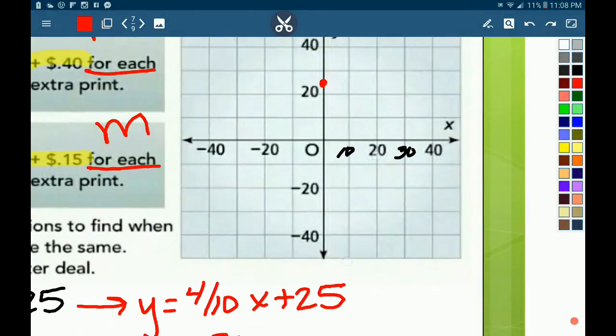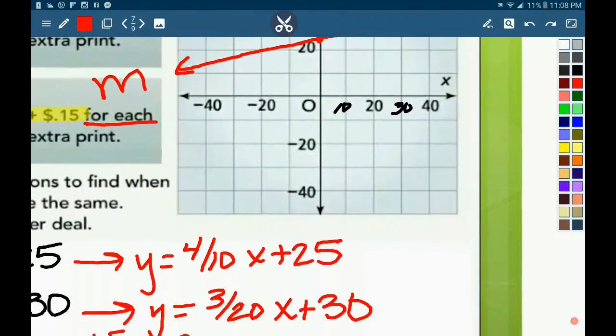And then we want to rise 4, run 10. Well, 25 risen 4 is 29. So that's just a little bit below 30. And then I'm going to run 10. So right below 30 and run over 10. And then connect the dots as carefully as I can. If you can use a ruler, that would make your life a lot easier. So use a ruler when you have it.